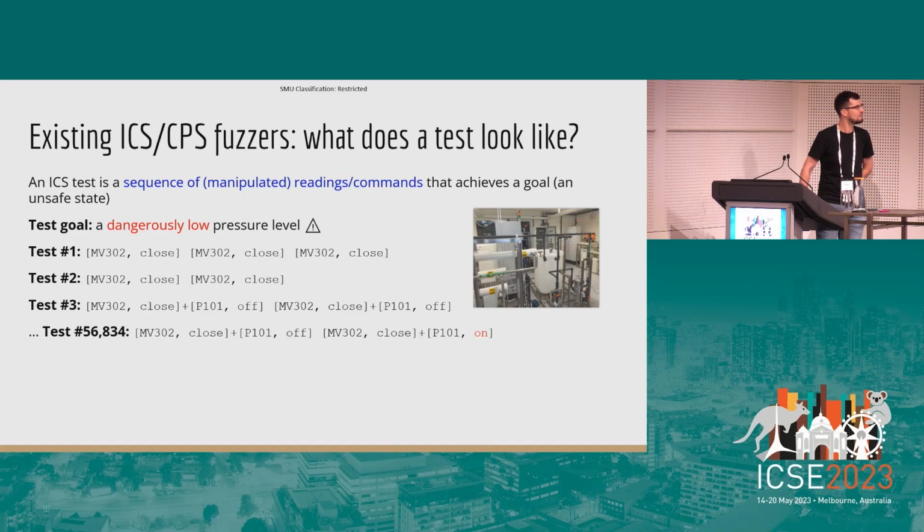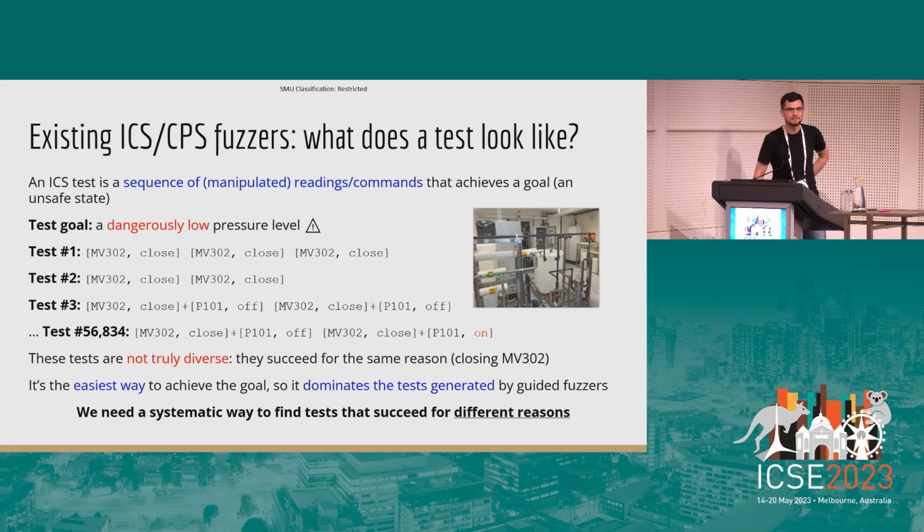And then test 56,834. Again, here we have the valve being closed. But this time we're switching the pump off and on because we can do what we like. It does not actually impact the success of this test. The point I'm making here is that these tests are not truly diverse in the way that I want them to be. They succeed essentially for the same reason. In this simple example, that reason is closing motorized valve 302. So it's actually the easiest way to achieve that goal at the top.